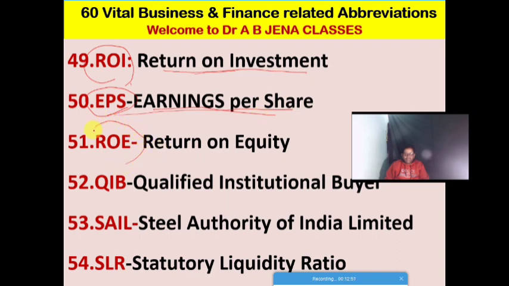Then ROE, it's Return on Equity. Then QIB, the full form of QIB, it's the Qualified Institutional Buyer.